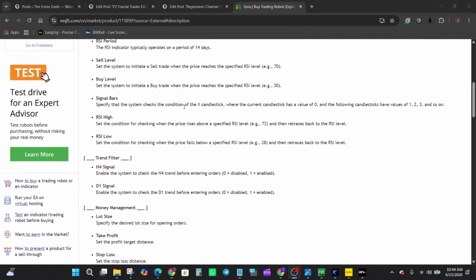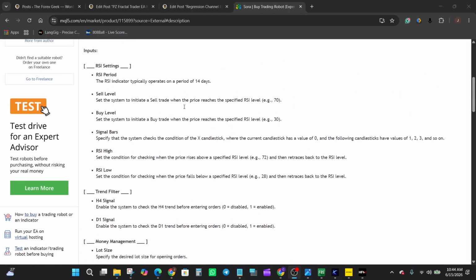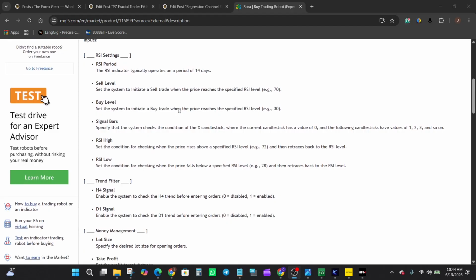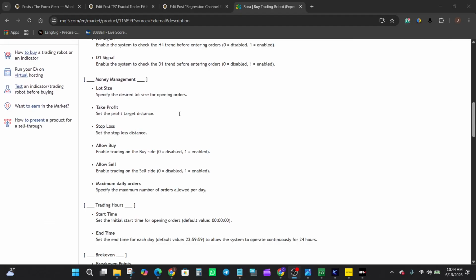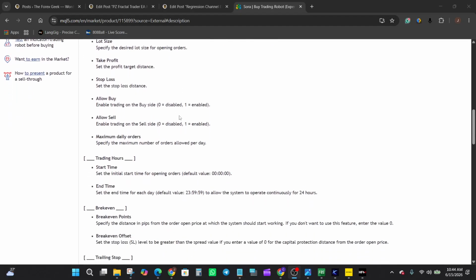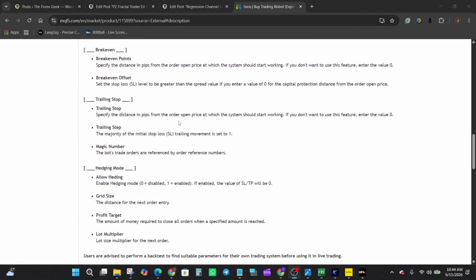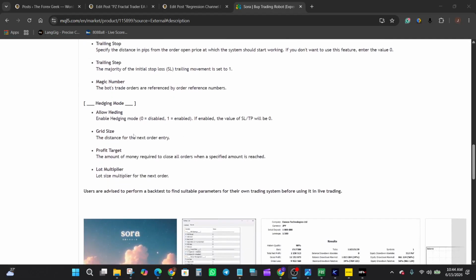Now, when the hedging mode is enabled, the EA provides settings for grid size, profit targets, and lot multipliers for subsequent orders. As always, configuration choices in this area can significantly influence overall risk exposure and historical performance.